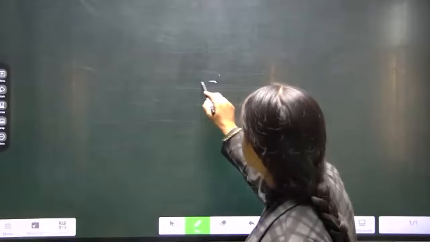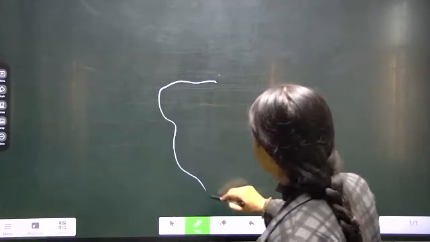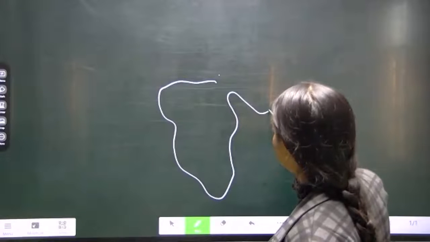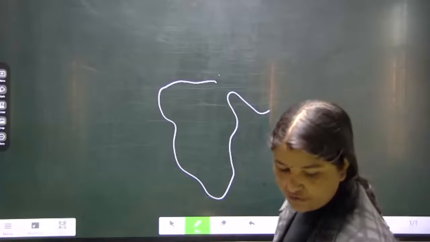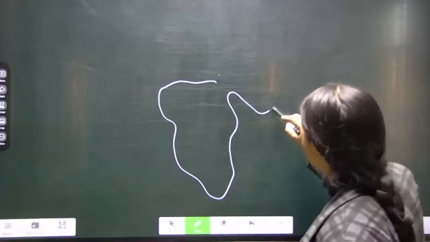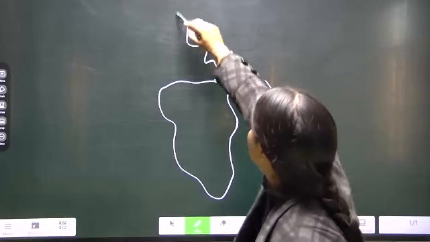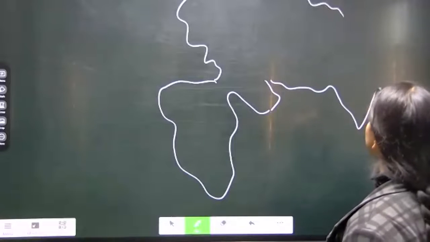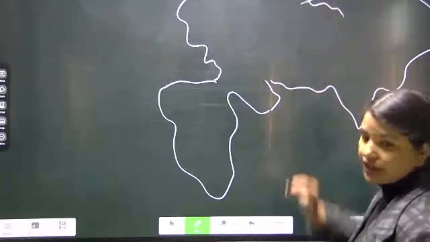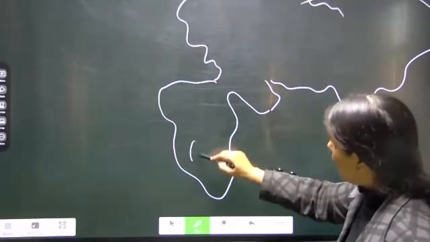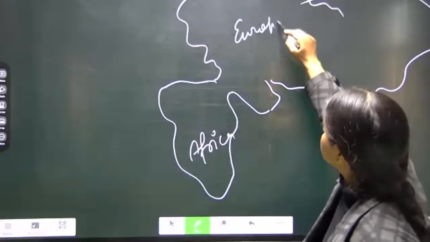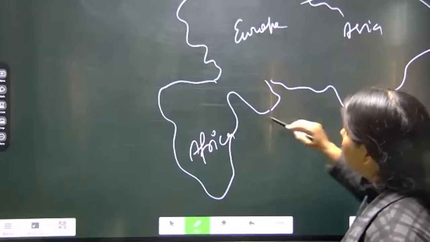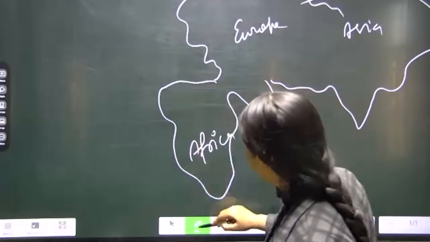Like suppose, here we have Africa, okay? This we have Africa, and above Africa, from here is Europe. From here it is Europe. Okay, and on this side we have Asia also. About 3 continents we are talking about here: Africa, Europe and Asia. Now the Mediterranean Sea is located over here.